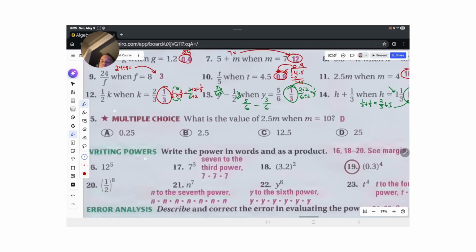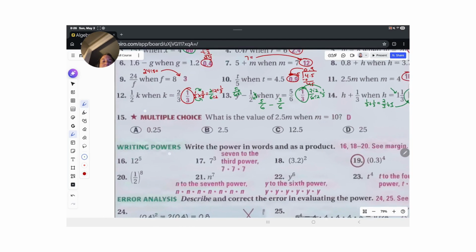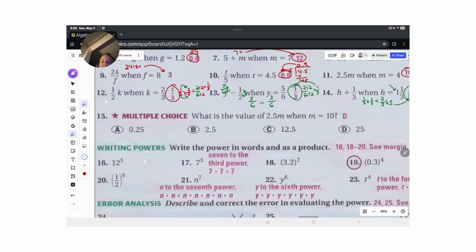All right, so we're in our next section. What is the value of 2.5m when m is equal to 10? This will be a multiple choice, like we'll find on our standardized exams. So let's ignore the answer choices for a moment here and solve first. What's 2.5 times 10?